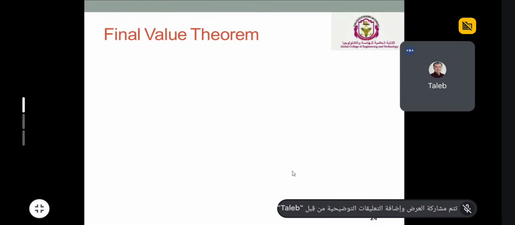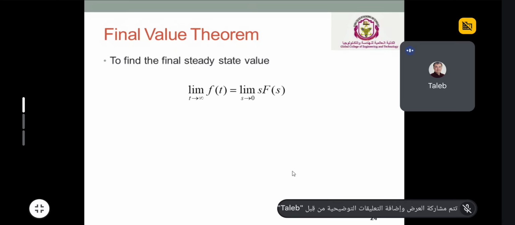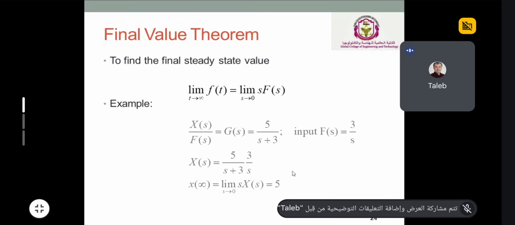Okay, sorry for that. The final value theorem is about the value at infinity, the final value of the system output. It says that the limit of the function in the time domain at infinity equals the limit in the Laplace domain as s approaches 0, of course with multiplication by s.